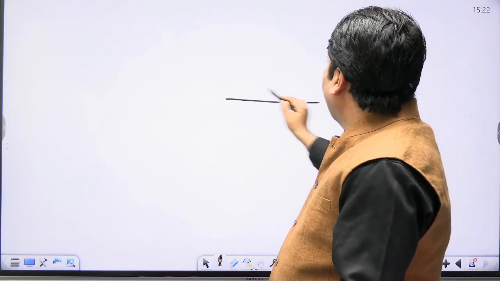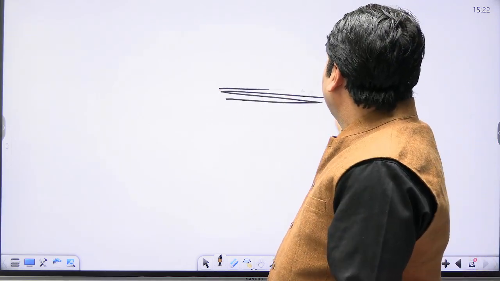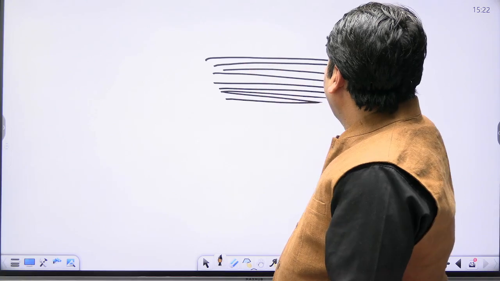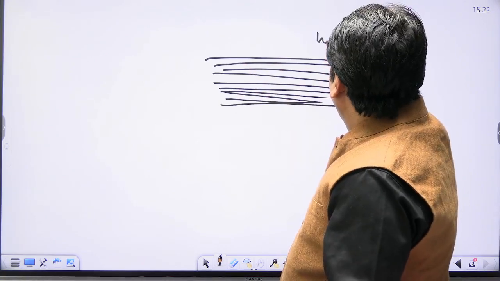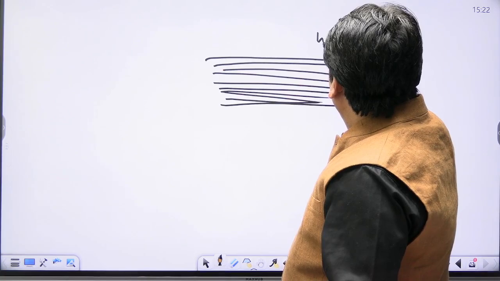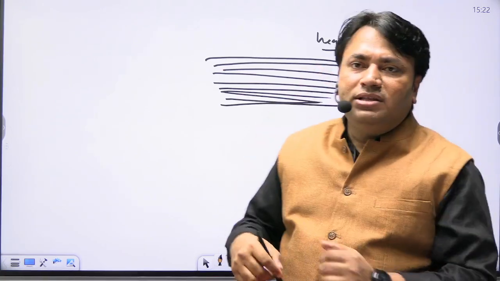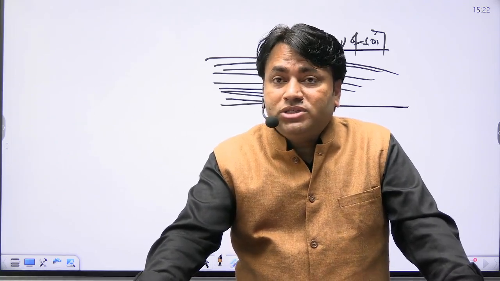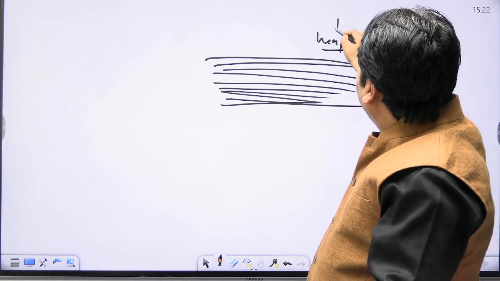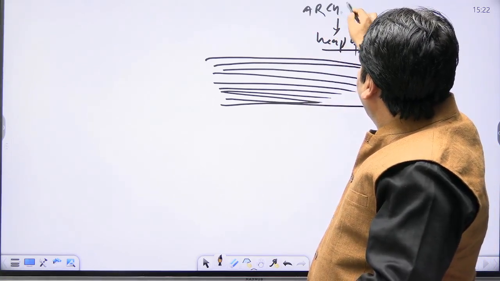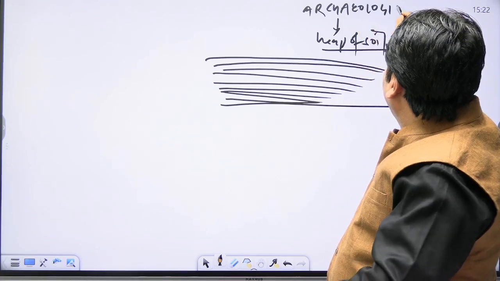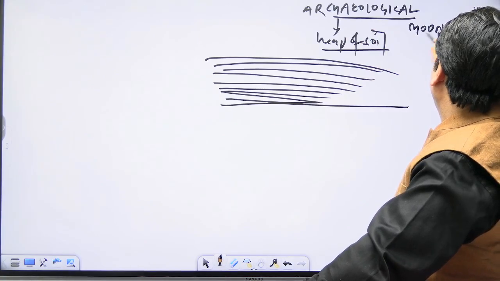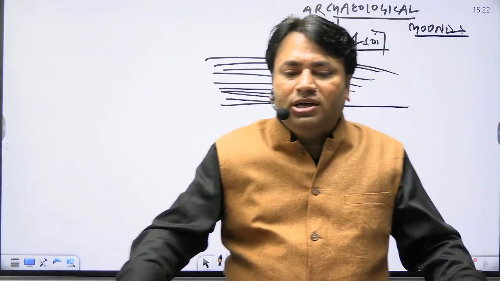So there are different layers. Environmental agents, what we see, a heap of soil is accumulated on that place. And we see there are different layers of human settlements here. These heaps of soil which you see here are known as archaeological mounds. We call this heap of soil archaeological mounds.